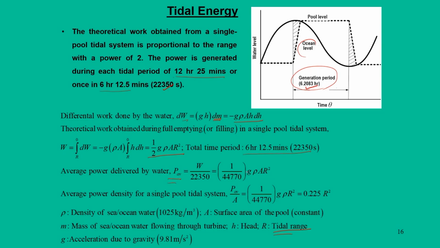Effectively, to get the average power we take area on one side, so we get an average power density, P average by A. This reduces to a very simple term: the average power density for a single pool tidal system is 0.225 R square. This is a very significant observation, because it tells us the capability of tidal power at a given geographical location.